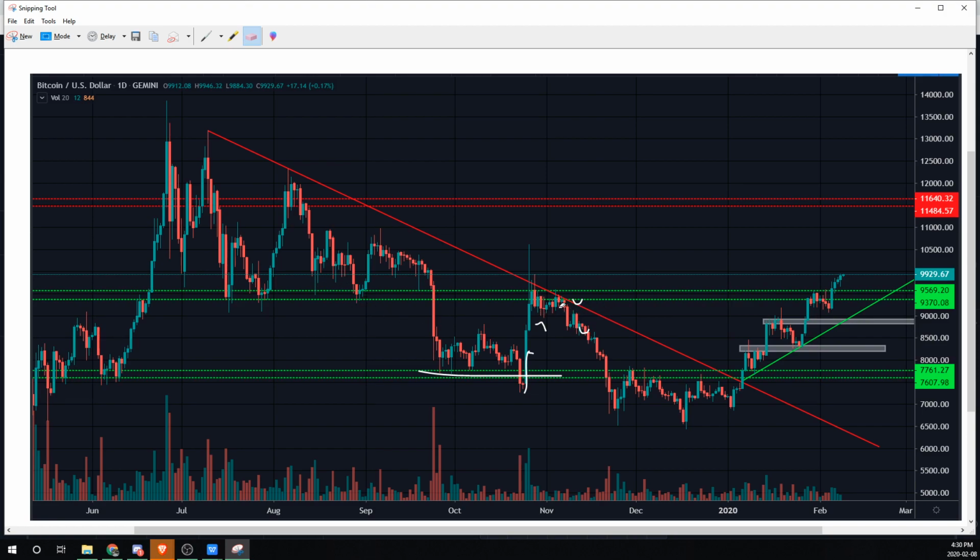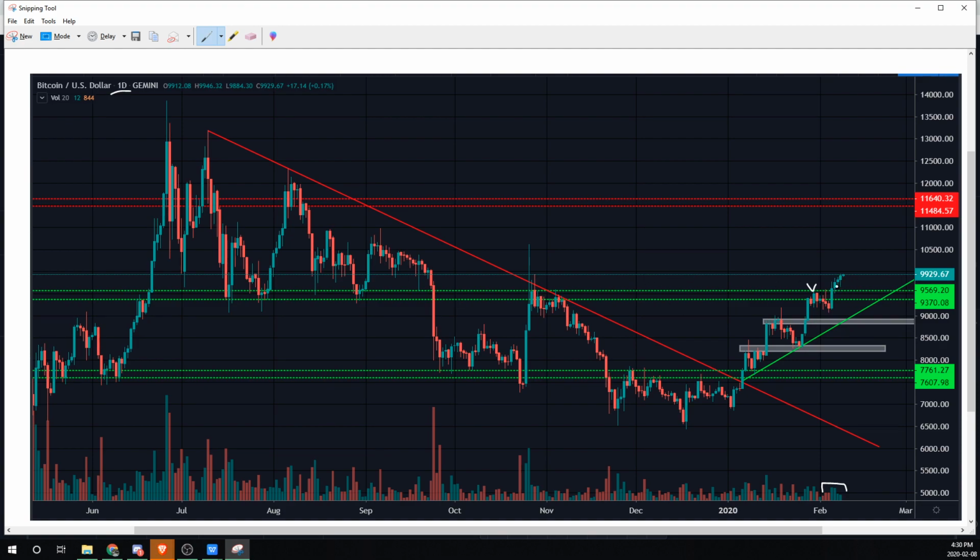So overall, because we broke that zone, it does signify that there is strength within the market. The bulls are strong in the move. We don't see a tremendous amount of buy volume, but overall, we broke this zone. We're holding it on the daily chart, which is great to see.